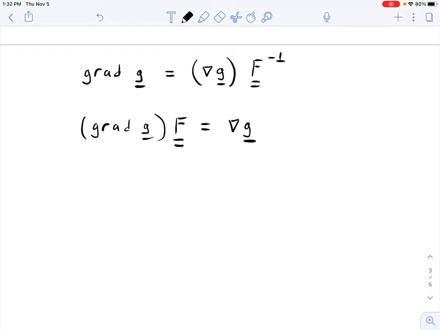Describing fields with respect to points in the reference configuration gives a Lagrangian description of motion, while describing them with respect to points in the spatial configuration gives an Eulerian description of motion.